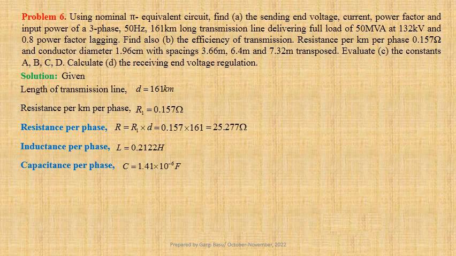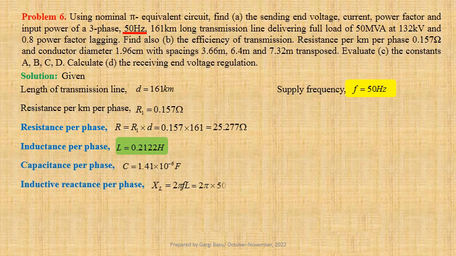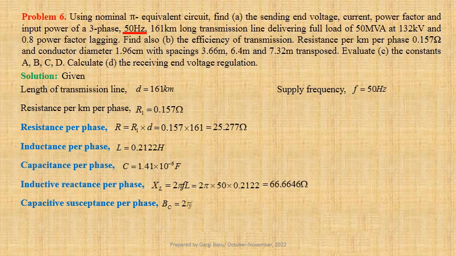Let us now calculate inductive reactance per phase XL equals 2 pi F into L. Given supply frequency F equals 50 Hz. Therefore, XL equals 2 pi into 50 into 0.2122. That gives us 66.6646 ohm. Capacitive susceptance per phase BC equals 2 pi F into C. Using values we get 2 pi into 50 into 1.41 into 10 to the power minus 6. That gives us 443 into 10 to the power minus 6 mho.